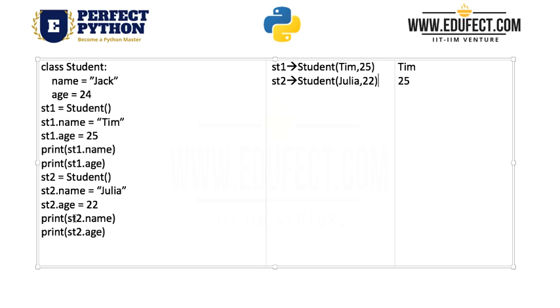Then we say print st2.name. What will get printed? st2.name, which is Julia, and when we print st2.age, what will get printed is 22. So notice here we were able to construct two objects of the same class which had the same attributes but very different values. That is the purpose of classes. Once we have defined a class, we have set the blueprint or the prototype, and we can create many objects which can store different values.